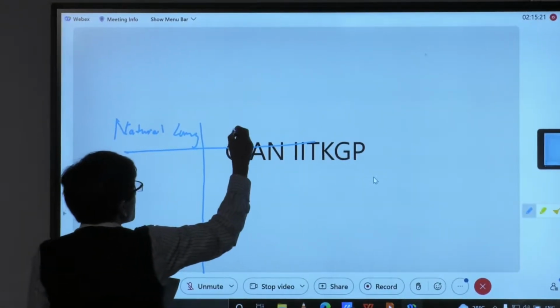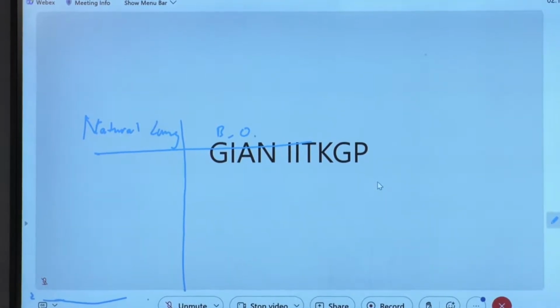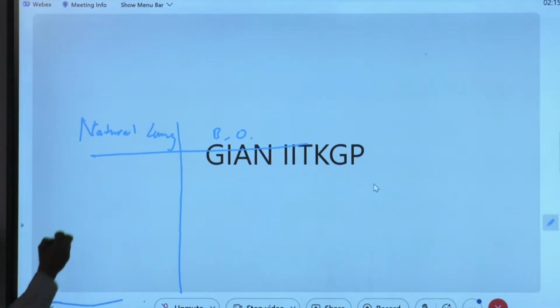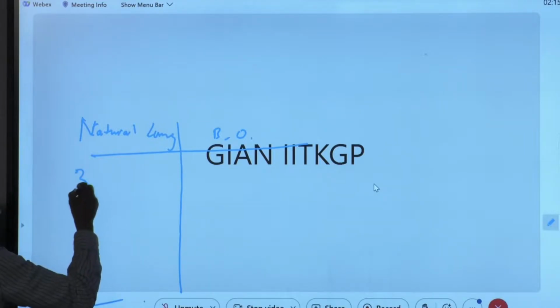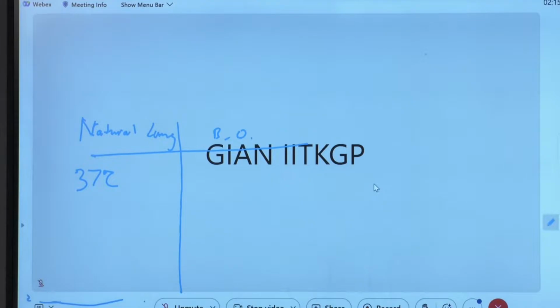Okay, and here's a blood oxygenator. BO is blood oxygenator, okay? So what can we say about this? I'm going to start off by putting up some things here and you can correct me. So 37 degrees Celsius is the operating temperature of the natural lung, 37, 38.